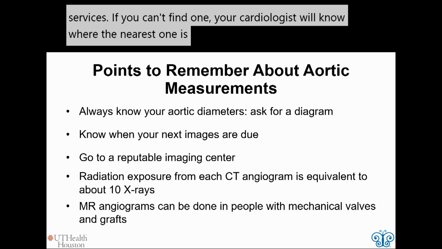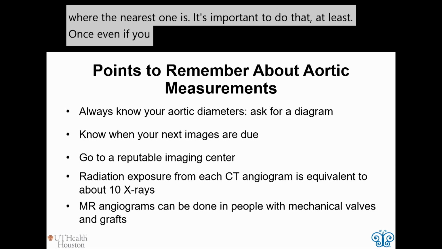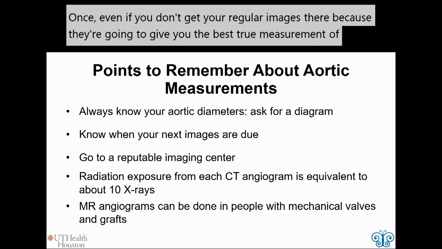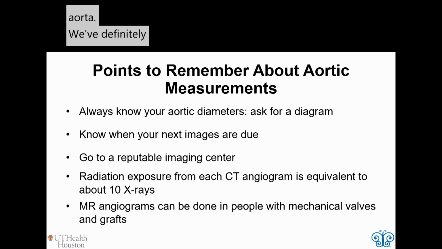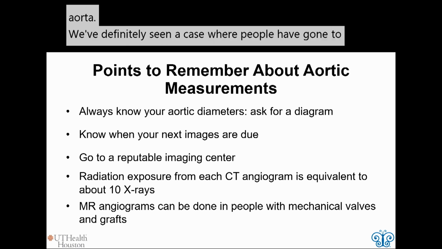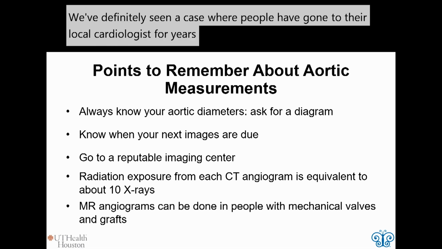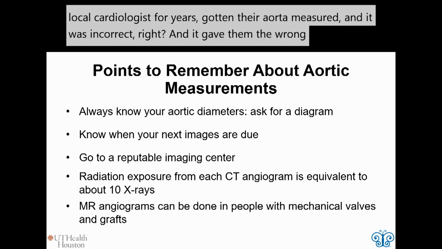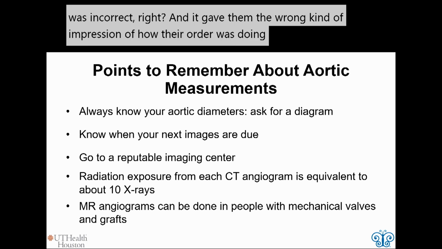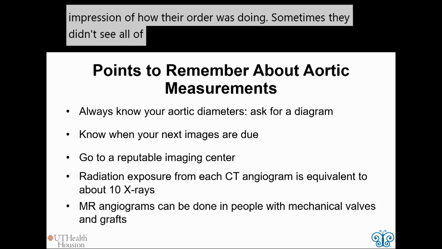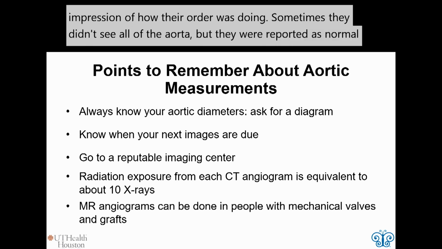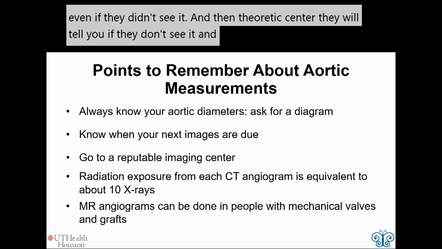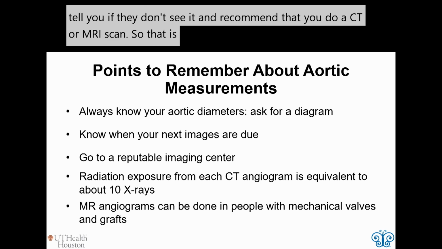It's important to do that at least once, even if you don't get your regular images there, because they're going to give you the best true measurement of your aorta. We've definitely seen a case where people have gone to their local cardiologist for years, gotten their aorta measured, and it was incorrect, right? And it gave them the wrong kind of impression of how their aorta was doing. Sometimes they didn't see all of the aorta, but they would report it as normal, even if they didn't see it. In an aortic center, they will tell you if they don't see it and recommend that you do a CT or MRI scan. So that is one of the major differences.